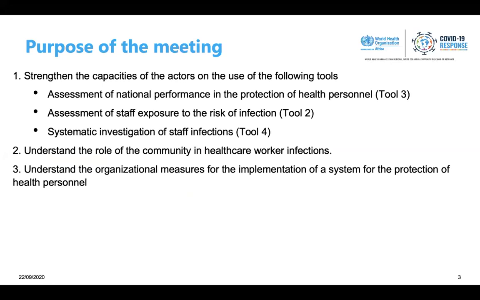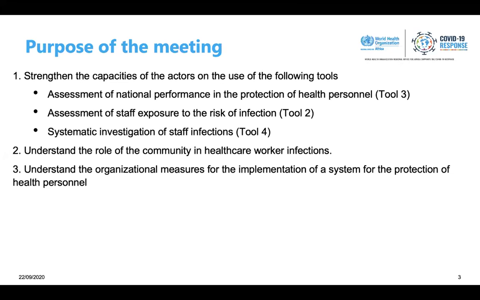WHO AFRO, along with key stakeholders and external partners, work to develop what we call an IPC toolkit. You can see that there are three primary tools that we have provided and we're going to discuss today. One is the national performance of health worker personnel and their associated professions at the national level, which we call Tool 3. The second tool that's available for you to use is to do an assessment of potential infection amongst health workers that have occurred at the facility level.